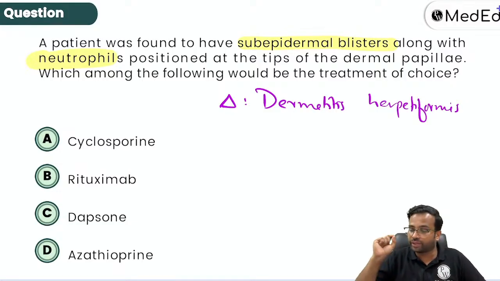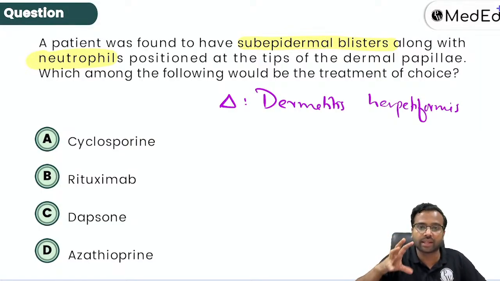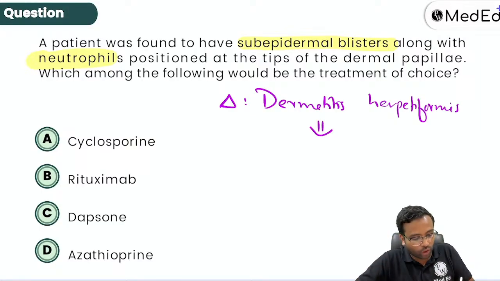So in case of dermatitis herpetiformis, these neutrophils that you see below the epidermis near the dermal papillae, what do we call them? Is there any name? So these are neutrophilic microabscesses, right? Which we can see near the dermal papillae. So here the diagnosis should be dermatitis herpetiformis.